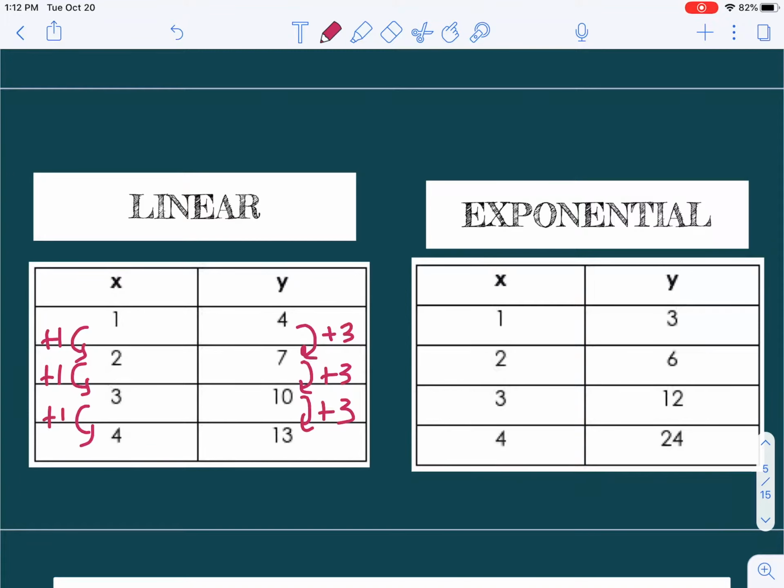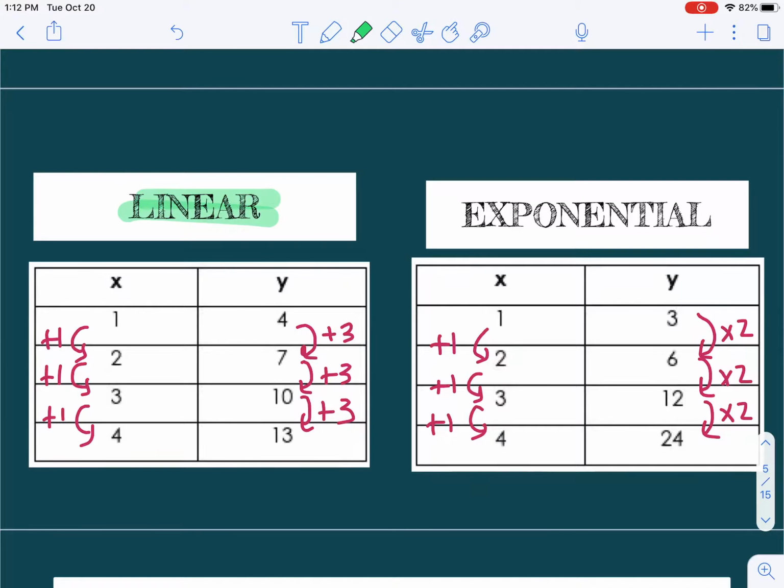Now let's look at the exponential. If we look at these x values, the pattern is going up by 1. But if I'm looking at the y values, to get from 3 to 6, we have to multiply by 2. To get from 6 to 12, we multiply by 2. And from 12 to 24, we multiply by 2.